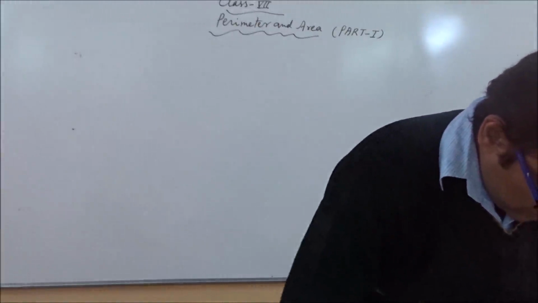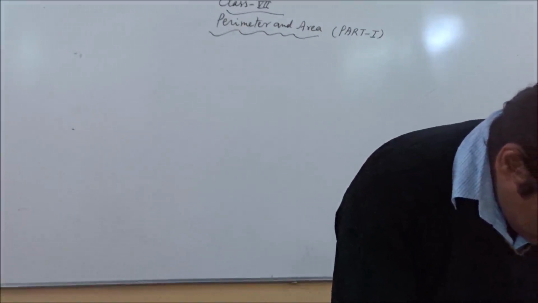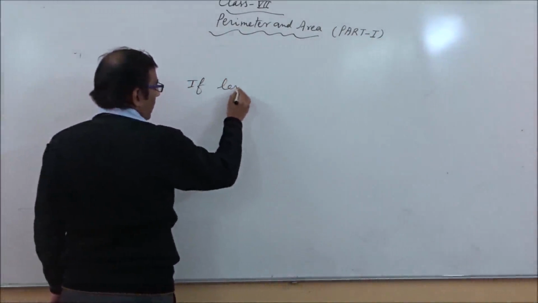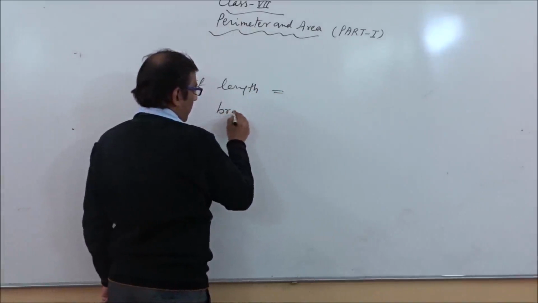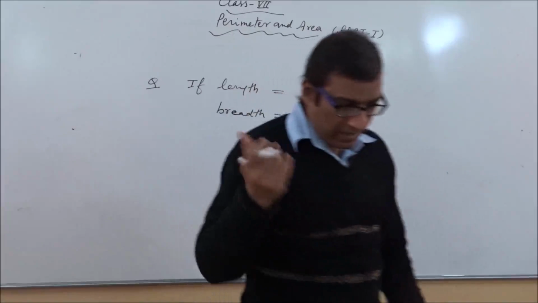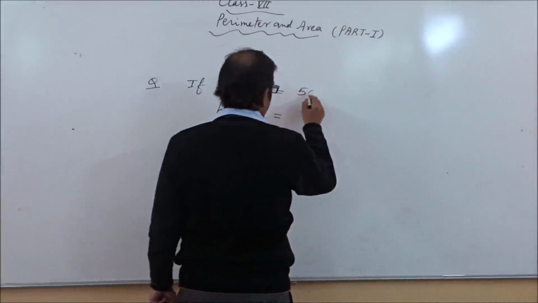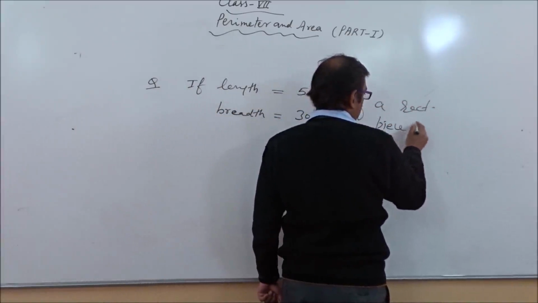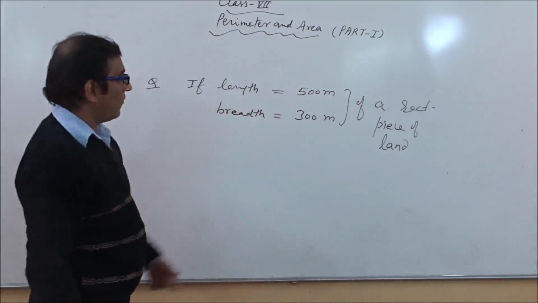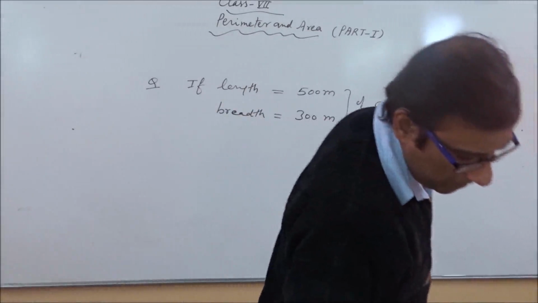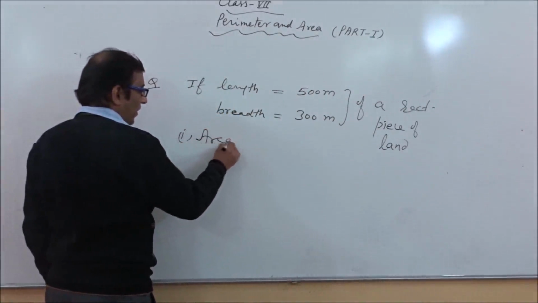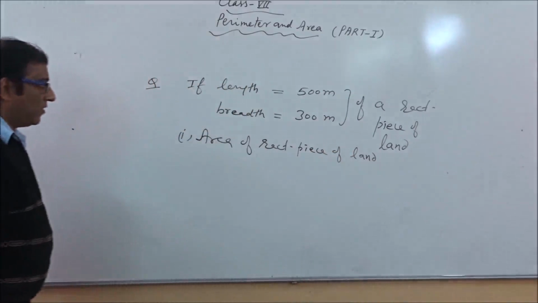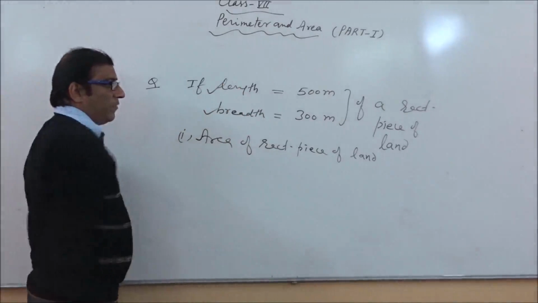I am taking one question here. If the length and breadth of a rectangular piece of land are 500 meters and 300 meters, then how can we calculate its area? The first thing is how can we calculate the area of the rectangular piece. This is the first question. So how can we calculate when length and breadth both are given, and both are different also?